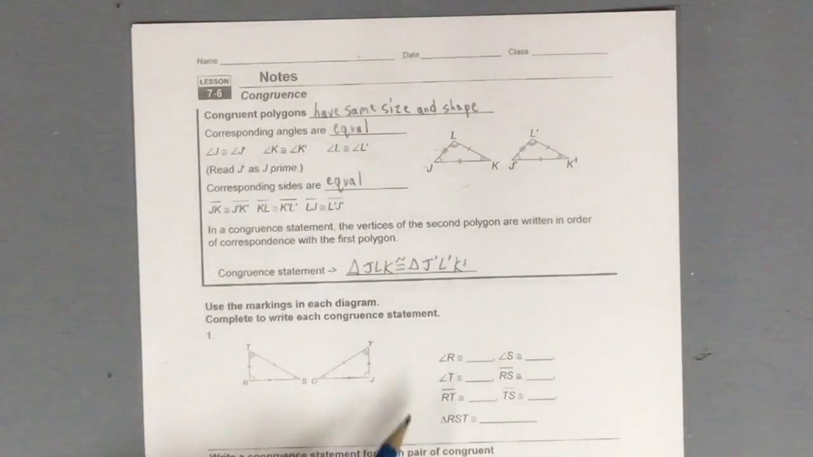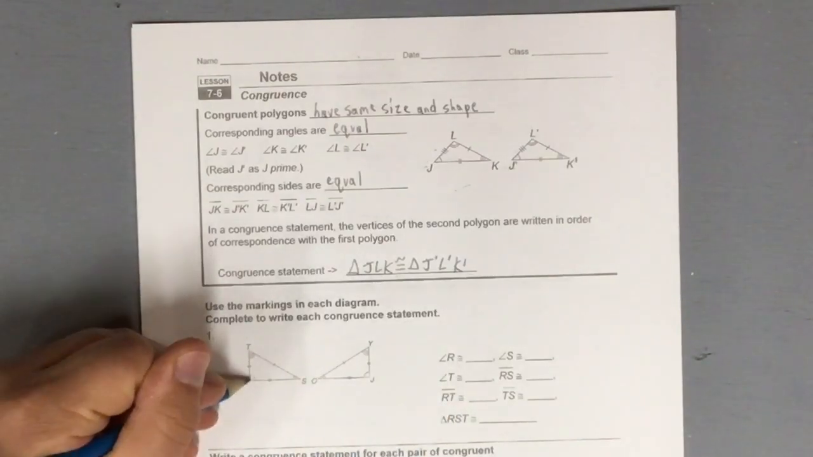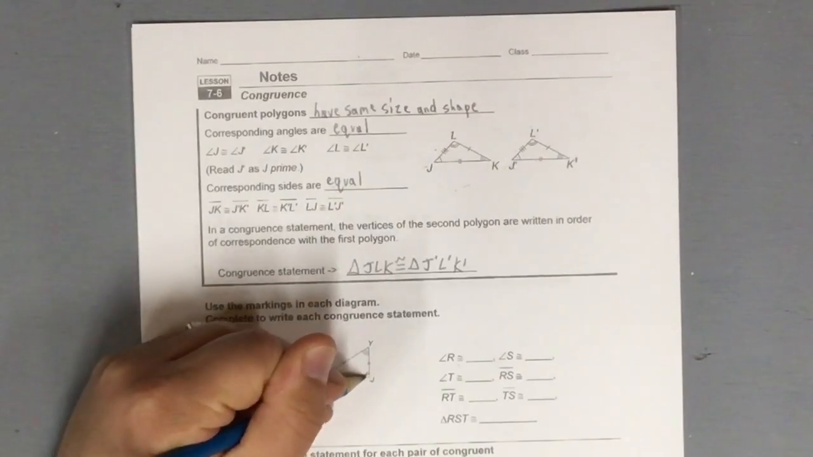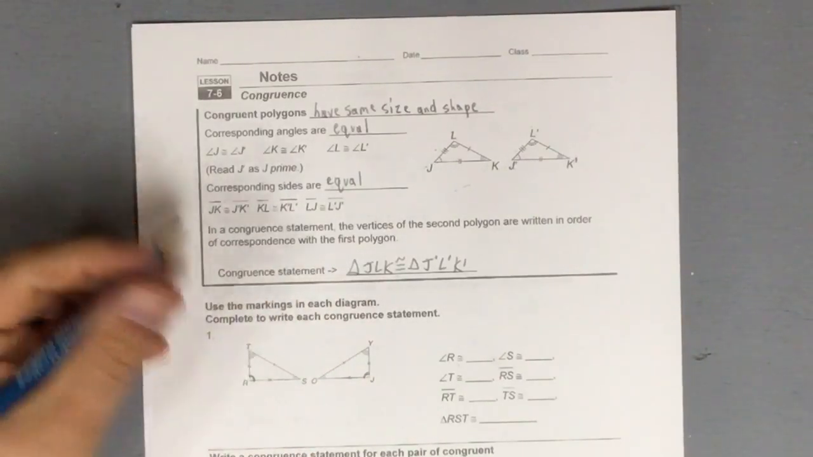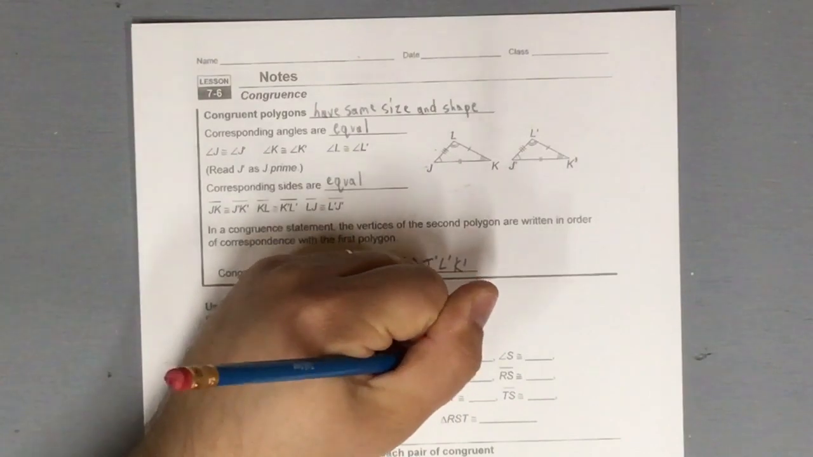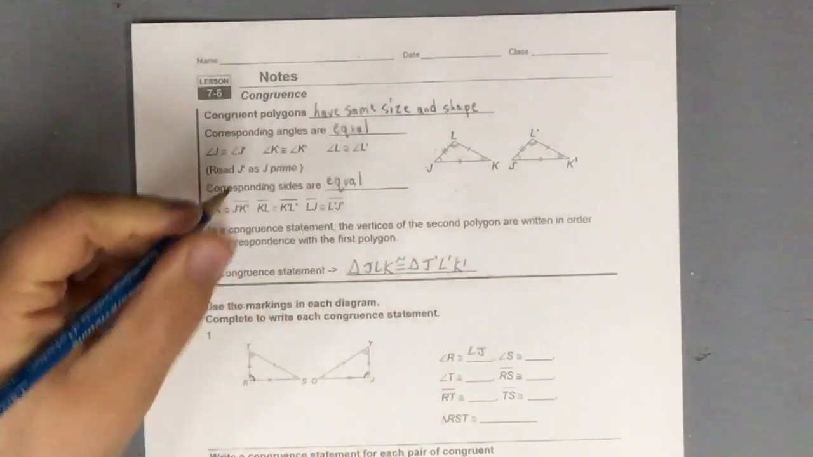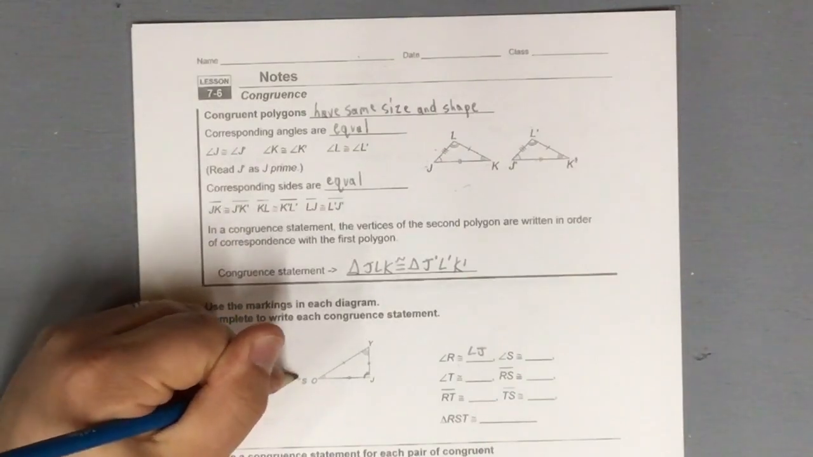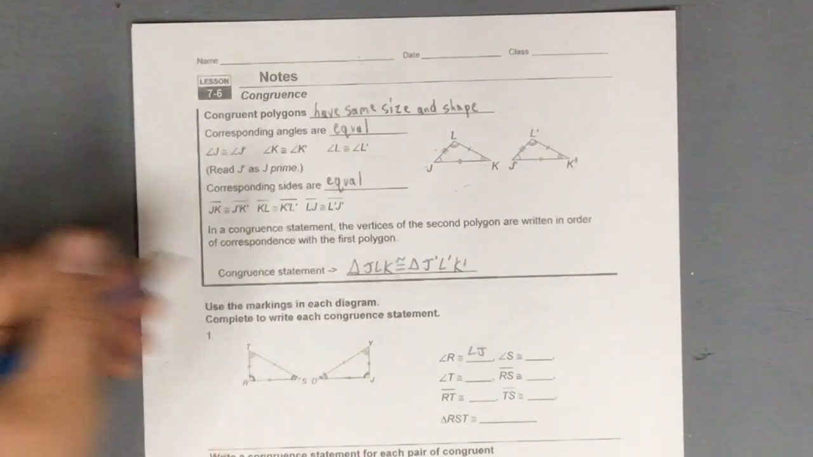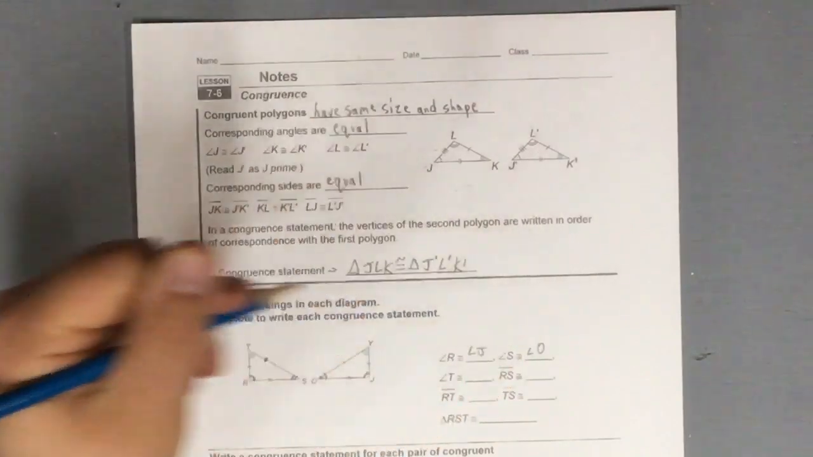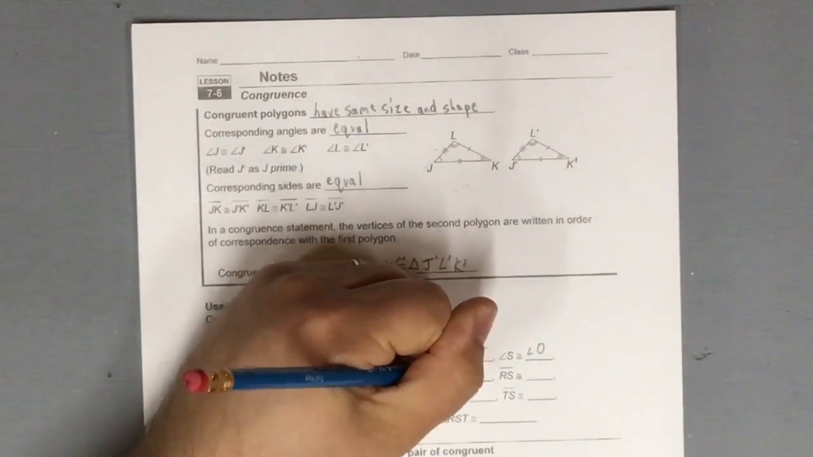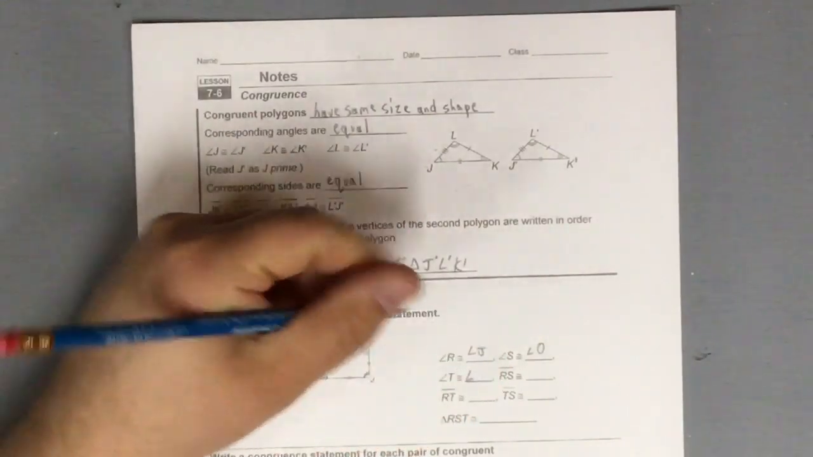So here it says, what angle is the same measurement as angle R? Angle R has one curve here, angle J has one curve here, so the angle that's the same as angle R would be angle J. Next is asking angle S. Angle S is over here with 2. Angle O over here has 2, so I write angle O. They have the same measurement. T has 3 of them, so does Y, so I would say that this is angle Y.